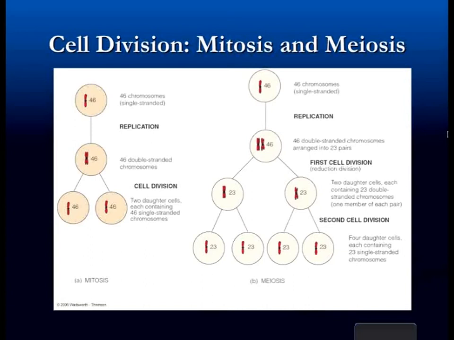Meiosis is a two-stage process, and mitosis is a single-stage process, a single-division process. It's actually more than one stage, but a single division.